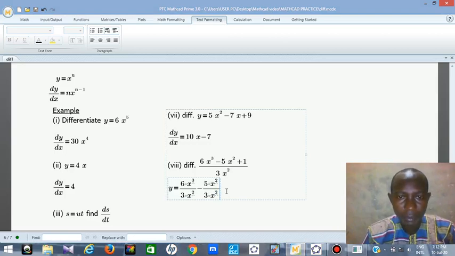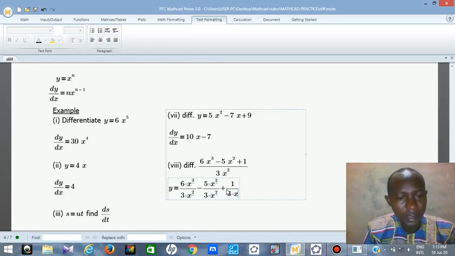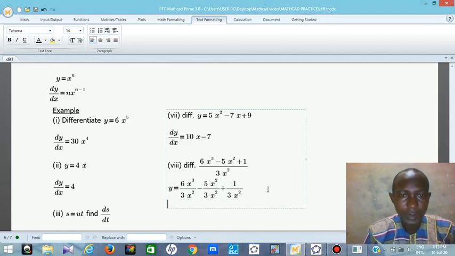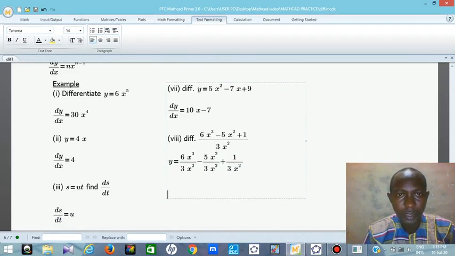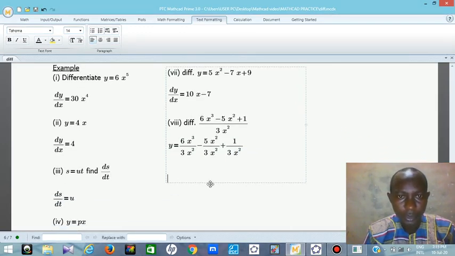This is just basic mathematics. Divide each term in the numerator by the denominator. Then you move on, plus 1 divided by 3x raised to the power 2. So this is what you need to do first. Okay, we have not started the differentiation. We just need to put it in a comfortable way for us, a way that will be okay for you to solve.